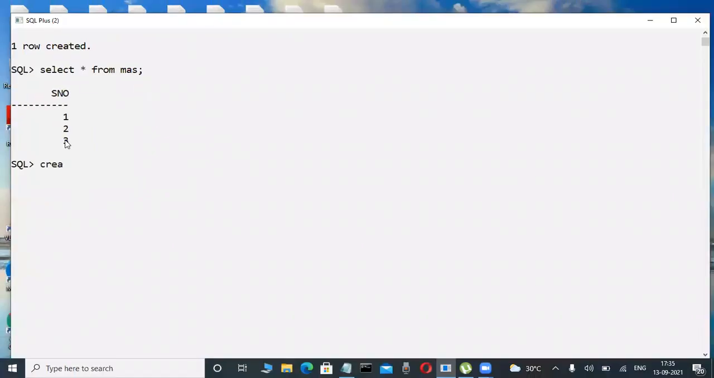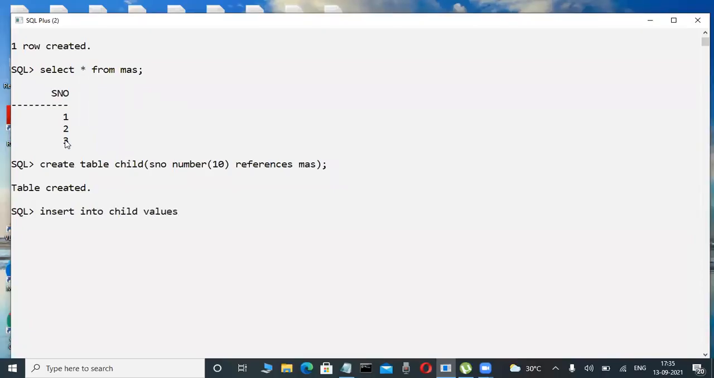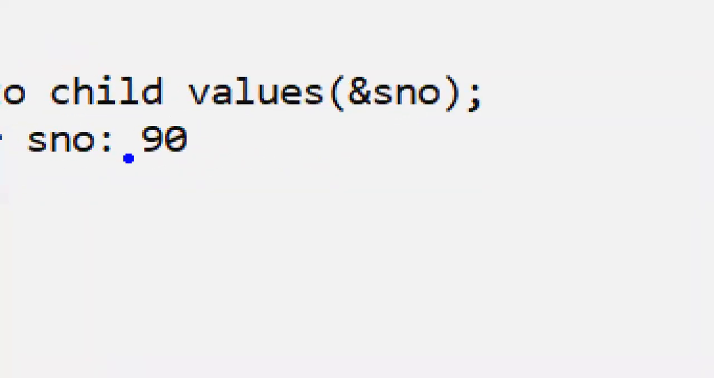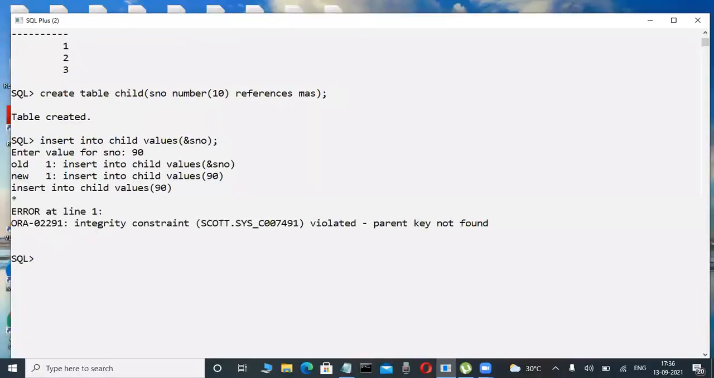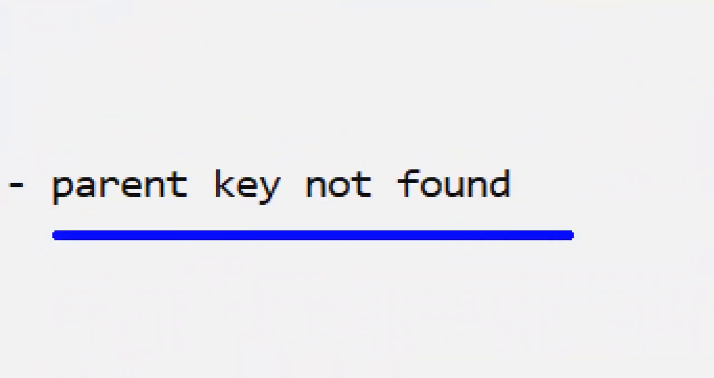Now in the future, we are creating a related foreign key table, that is a child table. Whenever we create a child table, foreign key is the concept, which references the master table. Now I try to insert data into the child table. Observe it only. You don't have an idea of these things yet. Suppose I try to insert 90 into the child table. This 90 is not there in the master, only 1, 2, 3 are there. It won't work. It will give an error: parent key not found.